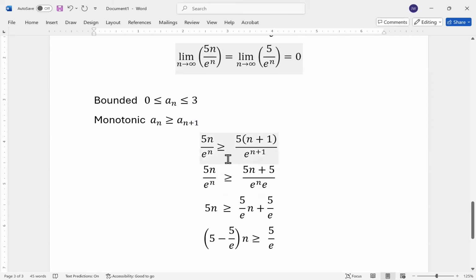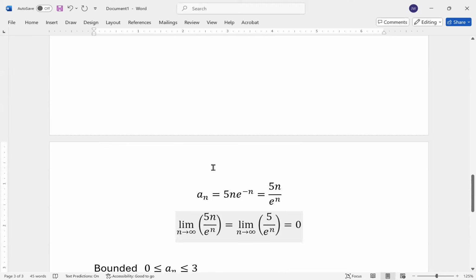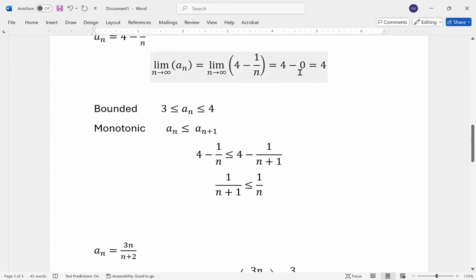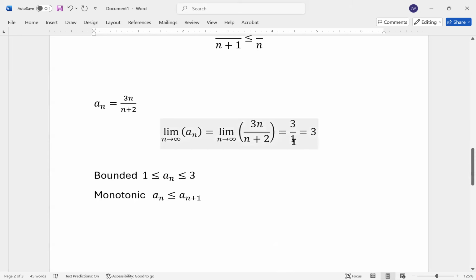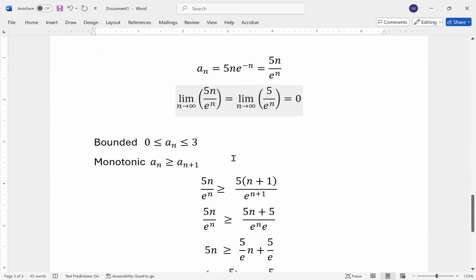So that's the algebraic. That's a long algebraic explanation. But for all n, this side is bigger than this side. So it is monotonic. So all three of these examples, first off, gave me limits that I could do algebraically, and were also bounded and monotonic.